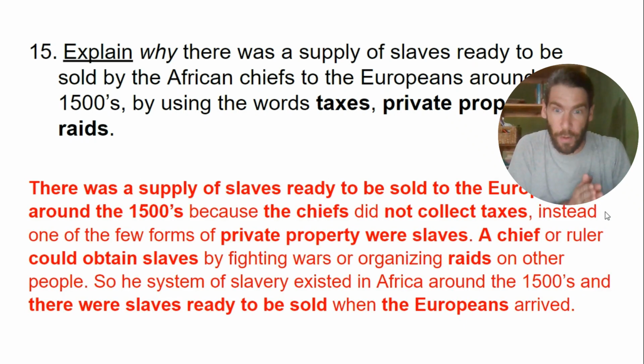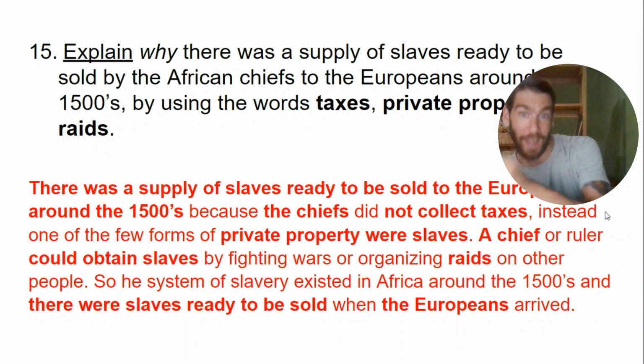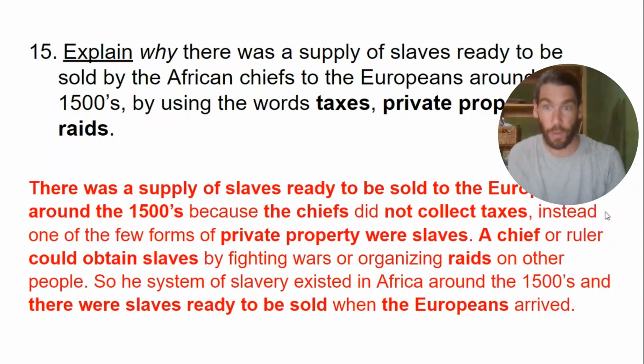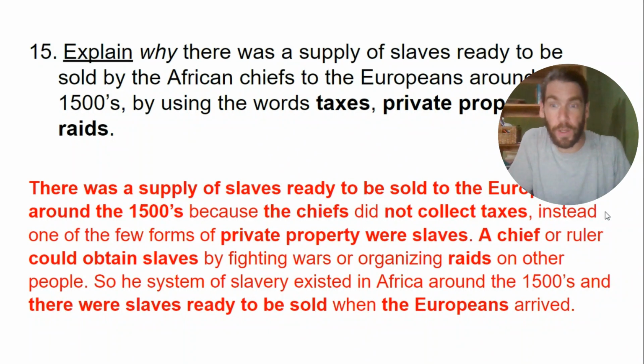There was a supply of slaves ready to be sold to the Europeans around the 1500s. Like I said before, we start the answer by getting back to the question, because the question is why was there a supply of slaves ready? And I begin the answer with there was a supply of slaves ready to be sold to the Europeans around the 1500s. Because it is like a signal word, a marking word, and it helps you connect the beginning with the rest of the answer.